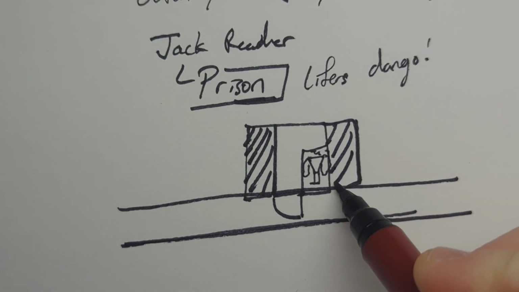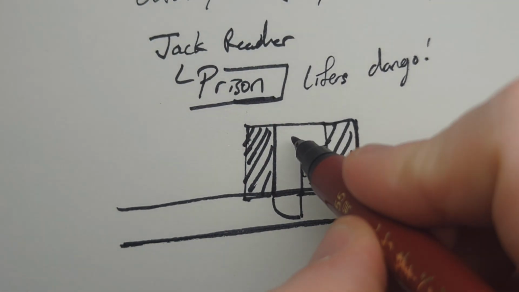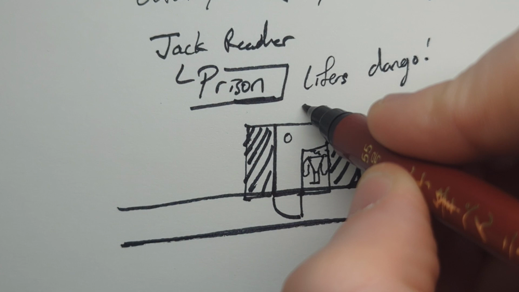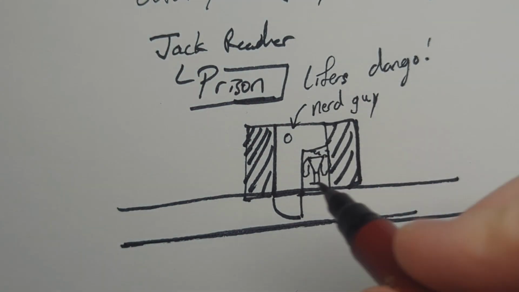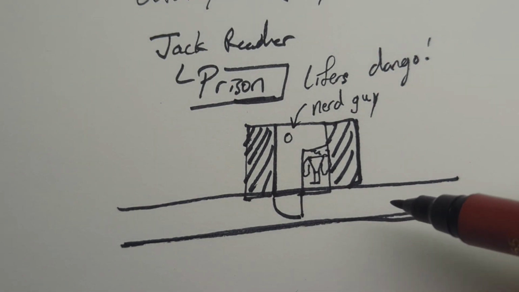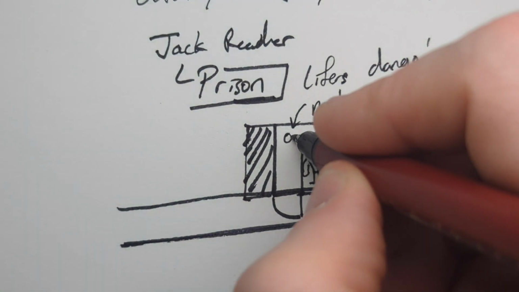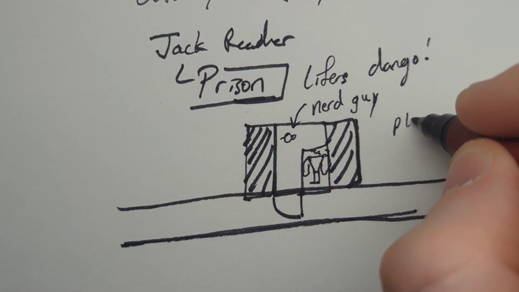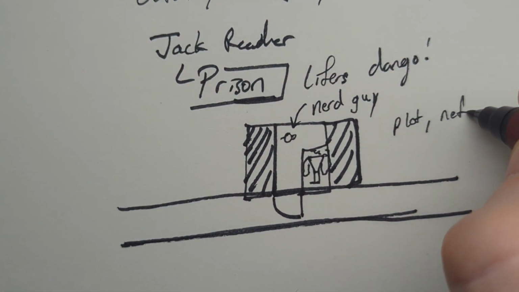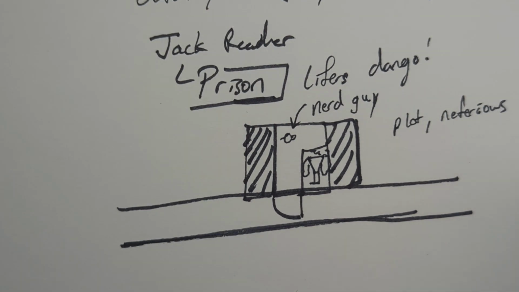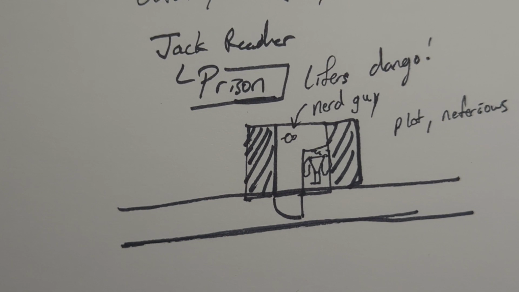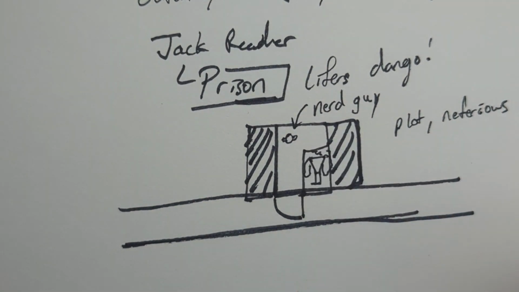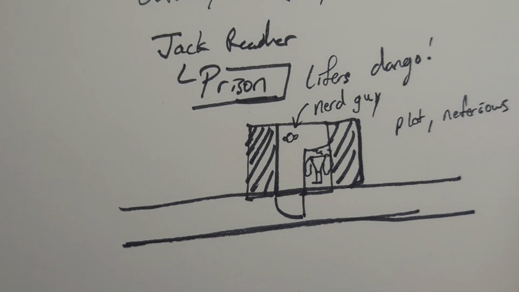So what we've got is the nerd guy, right here. He's wrapped up in a whole bunch of plots and nefarious things, but you don't get the idea that he's a bad person. He's just a nerd who made some stupid, greedy or short-sighted decisions, but either way, he doesn't deserve to get raped, because that's the threat in the scene.